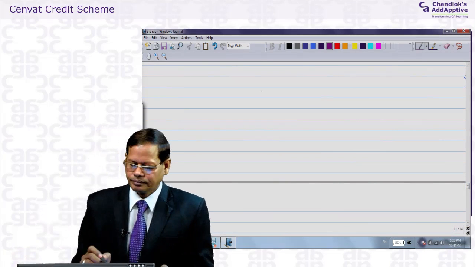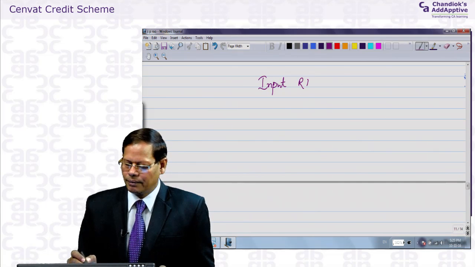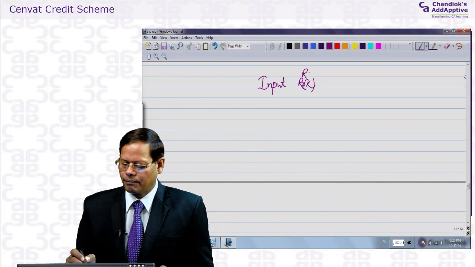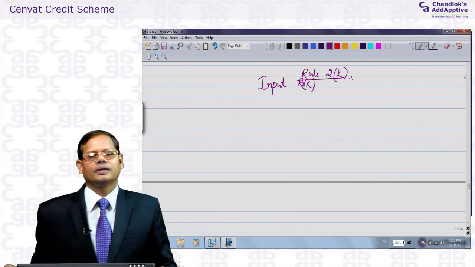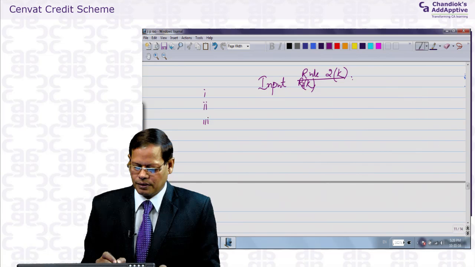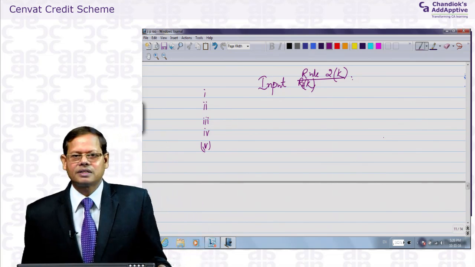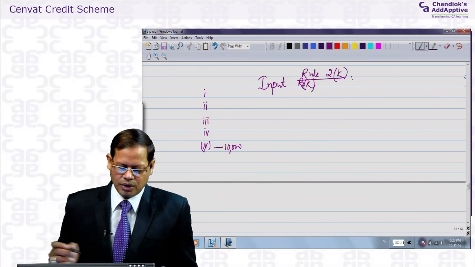So, let us see. The definition of input is given under rule 2K, rule 2 and K. What is input? There is a list 1, 2, 3 and 4 and 5. Fifth one is recently added. See, so capital goods up to 10,000 rupees, they are inputs.